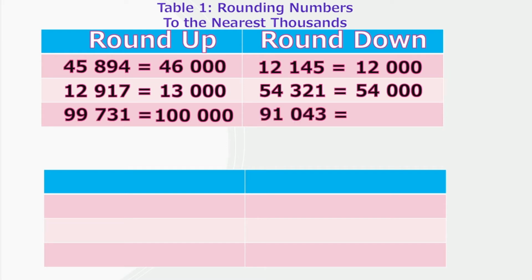Round 91,043 to the nearest thousands. What will be your answer? Your answer should be 91,000.